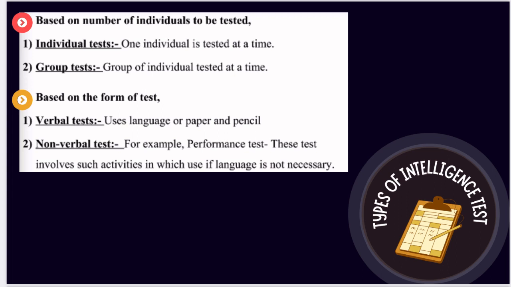Individual intelligence tests are administered to individuals one by one. They are meant to test the intelligence of one individual at a time. Individual tests of intelligence are of two types. The first one is verbal individual intelligence test. The second one, non-verbal individual intelligence test.